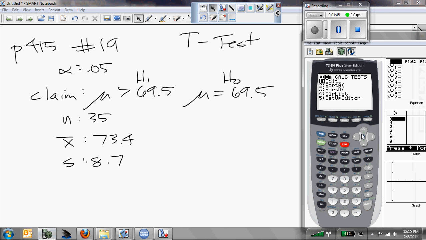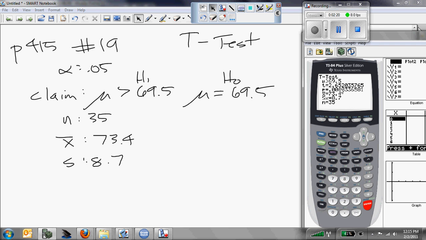So we hit stat, test, t-test, and we're going to enter the stats. The value of our null hypothesis is 69.5. X bar 73.4, S is 8.7, S is the sample standard deviation, N is 35, and the value of the inequality in our alternative hypothesis is greater than, so that's what we should have highlighted, and then hit calculate.